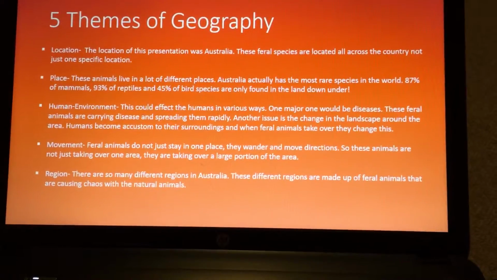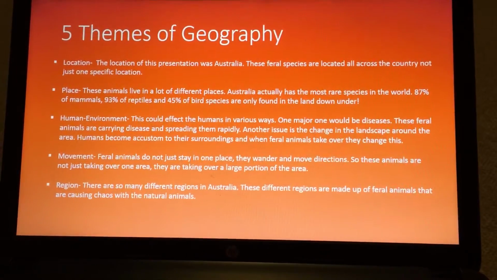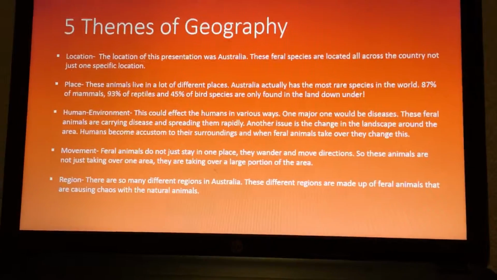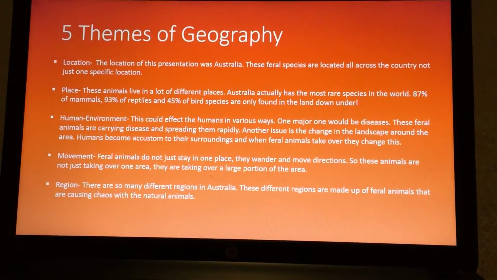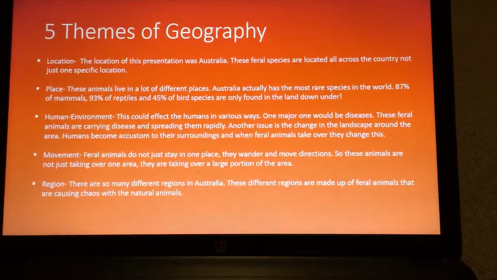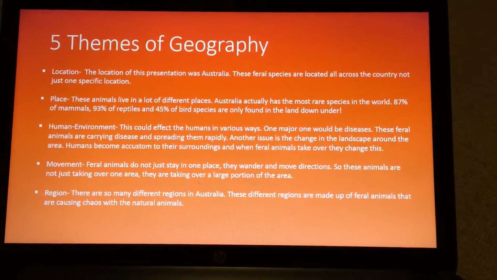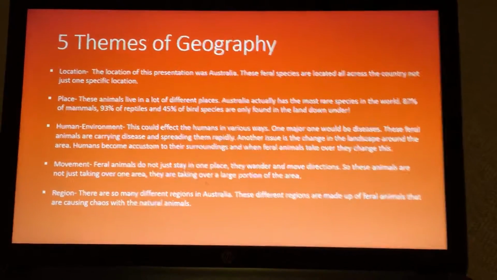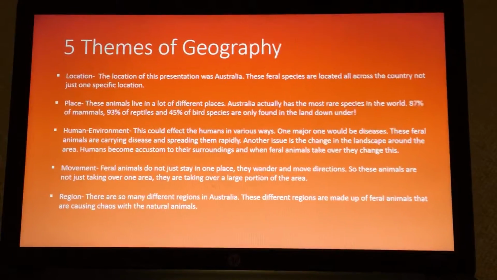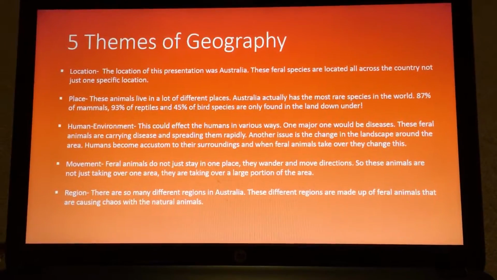These animals live in a lot of different places, of course. Australia is huge, has a lot of flatlands and things like that for kangaroos and camels and koala bears and all your normal animals where they live. Australia actually has the most rare species in the world. 87% of Australia's mammals, 93% of reptiles, and 45% of bird species are only found in the land down under. So they have so many different animals there, and again, these feral animals are coming in and they're killing them, giving them diseases, taking over their habitat, eating their food so they can't survive.